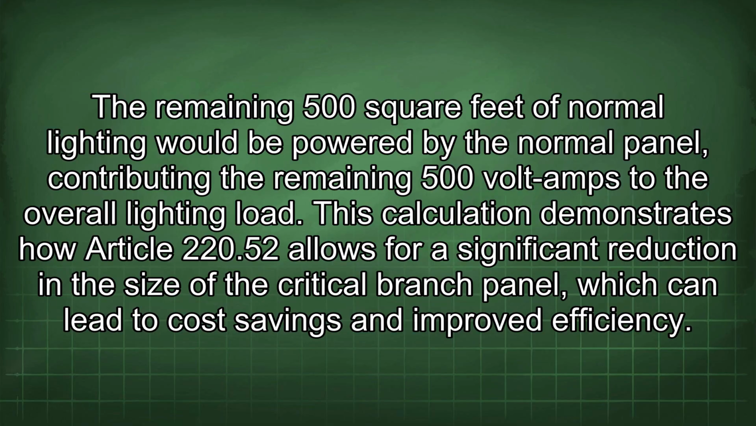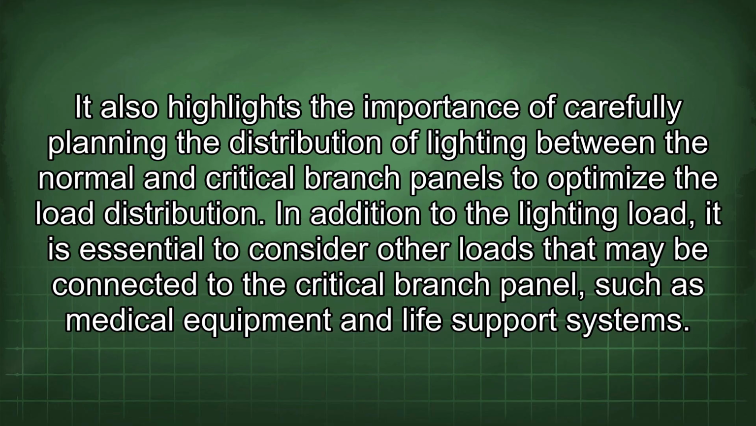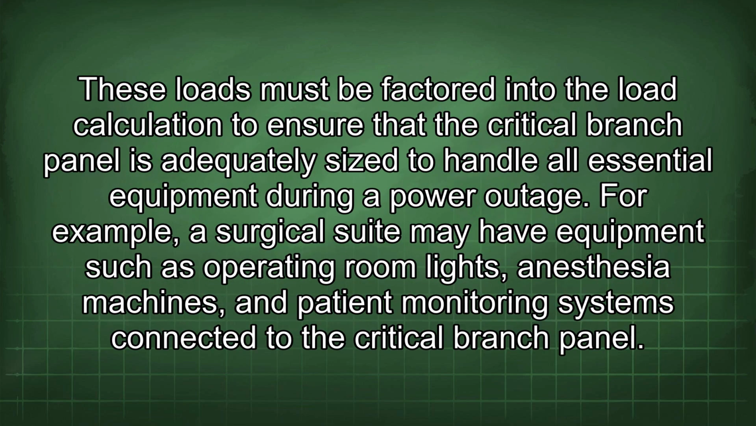This calculation demonstrates how Article 220.52 allows for a significant reduction in the size of the critical branch panel, which can lead to cost savings and improved efficiency. It also highlights the importance of carefully planning the distribution of lighting between the normal and critical branch panels to optimize the load distribution. In addition to the lighting load, it is essential to consider other loads that may be connected to the critical branch panel, such as medical equipment and life support systems. These loads must be factored into the load calculation to ensure that the critical branch panel is adequately sized to handle all essential equipment during a power outage.